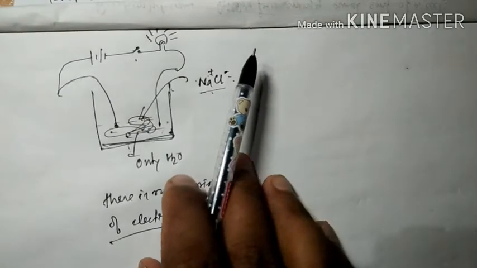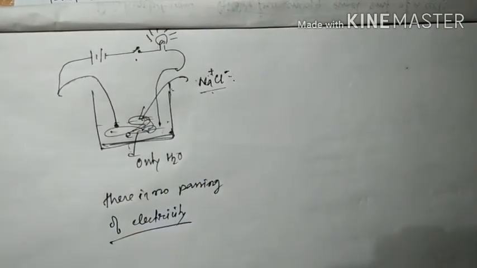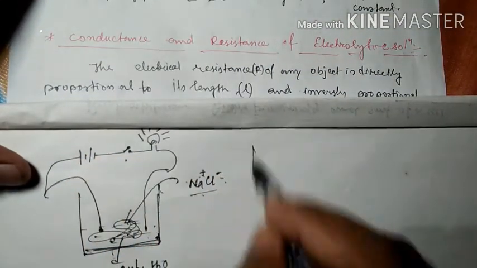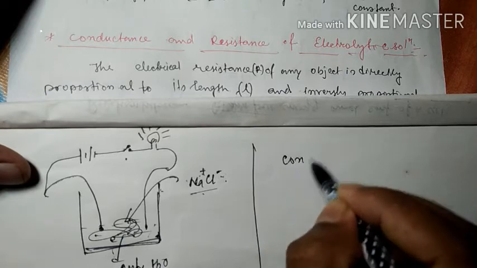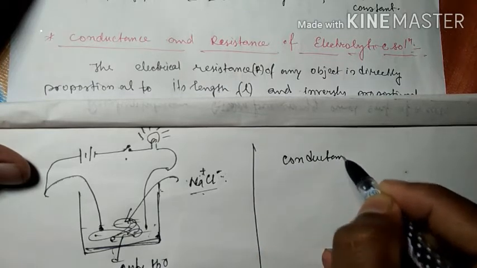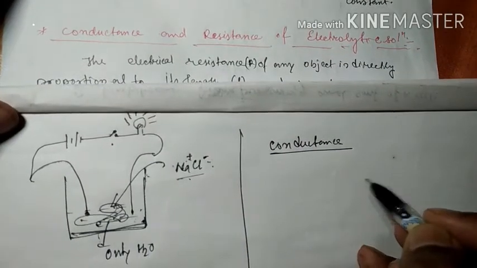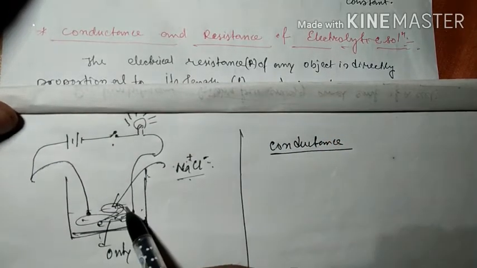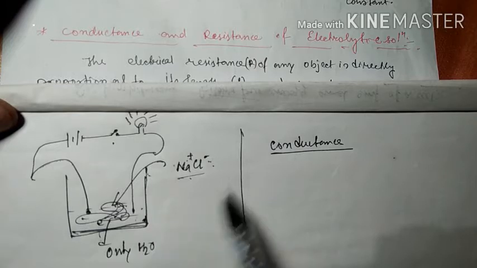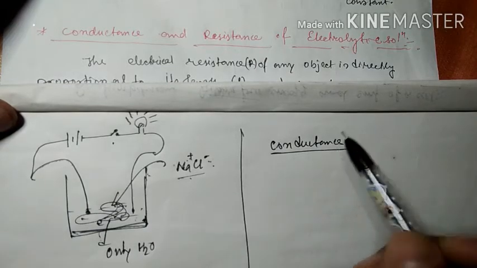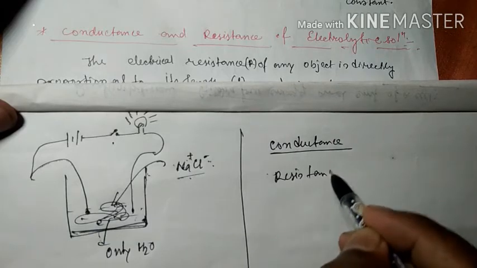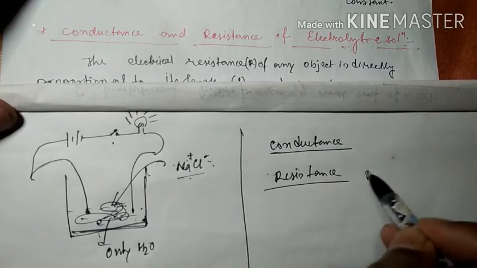Now see, before you start this chapter, conductance and resistance, we have to know conductance. Conductance simply carries the electron movement. As I explained here, conductance means to conduct the electricity or conduct anything. Now what is resistance? In simple words, resistance means disturbance.